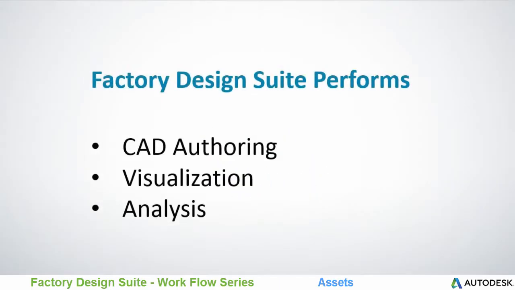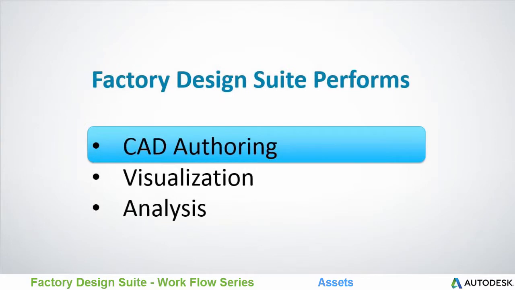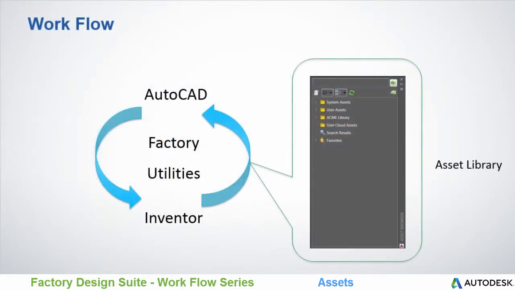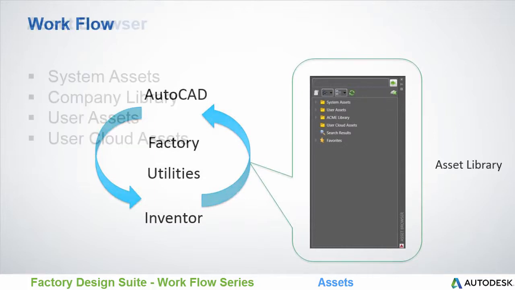Factory Design Suite performs many layout design functions. This video discusses a primary component, assets. Assets provide the ability to author a drawing in either AutoCAD or Inventor and creates data for both applications. Through the use of the factory utilities, this creates a round-trip workflow between AutoCAD and Inventor.